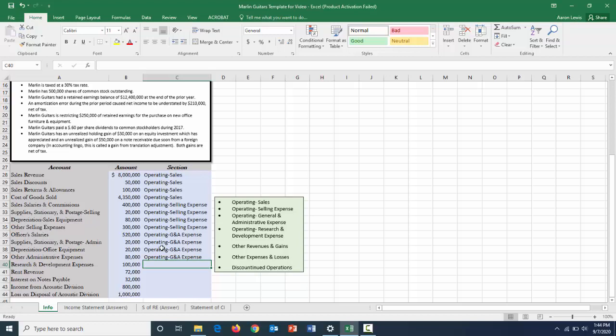Then we have research and development expenses. Well, I'm sure you guys can figure that one out. That is going to go into our operating R&D expense section.